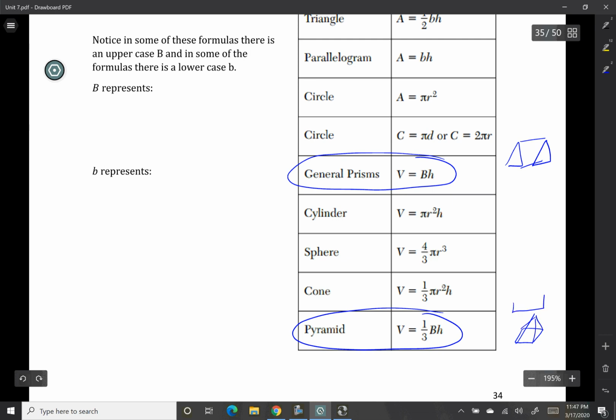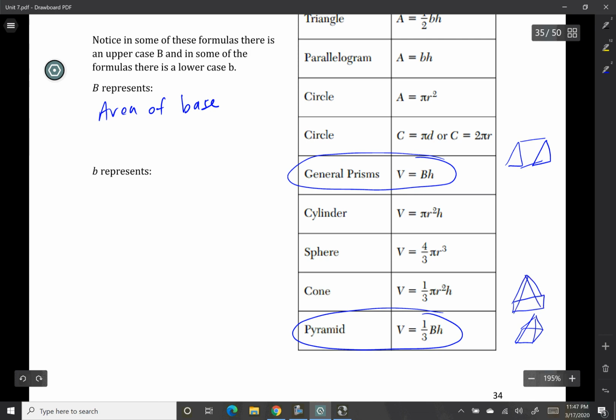It could have a rectangular base. It could look something like this, right? Where we have this weird triangular pyramid with a rectangle base. So we have to be able to decipher what to do when the bases are different. That's what that uppercase B represents. So when you're looking at the uppercase B, that's talking about the area of the base.